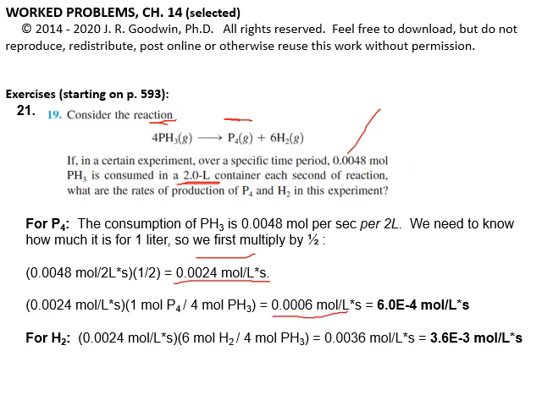And then again, stoichiometry from PH3 to H2: for every 4 of the PH3s, we produce 6 H2s. In other words, we produce 3 for every 2 of the H2s. Or you can leave it the way it is and just say 6 per 4. So whatever the rate is for the PH3, you would multiply it by 6/4 to get the rate for the H2. That would be 0.0036 moles per liter per second, which is rewritten as this.